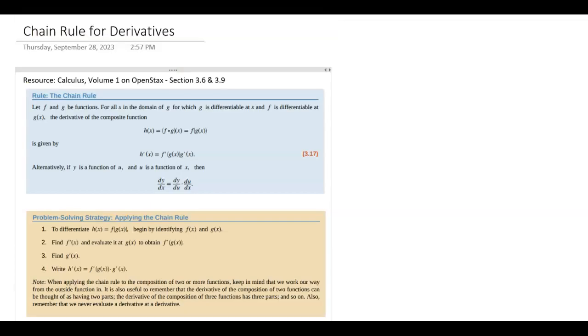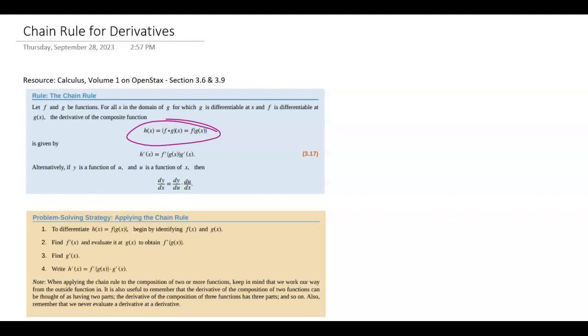Okay, so this video is going to be over the chain rule for derivatives, and it is best to just jump in and do a lot of examples. The biggest thing you need to be able to identify is when to use the chain rule, and we use this when we have composite functions. So you might remember composite functions from college algebra.